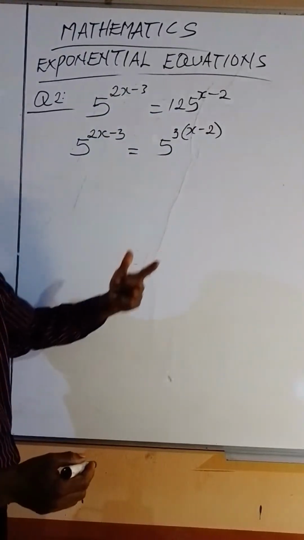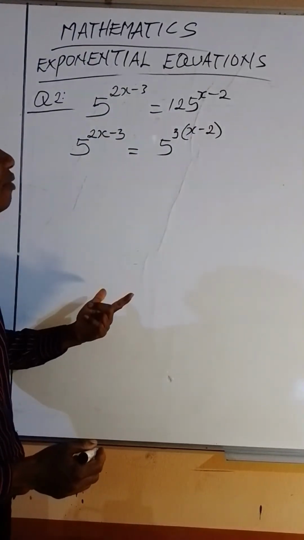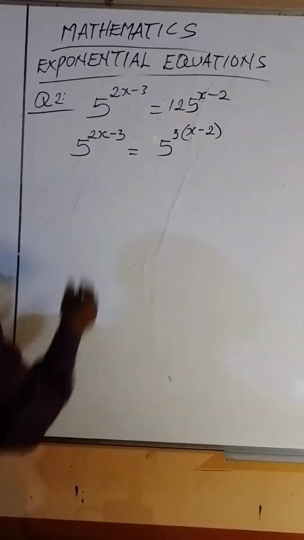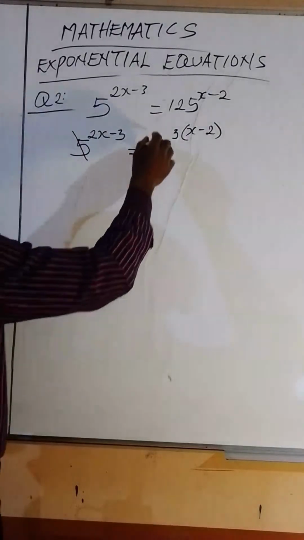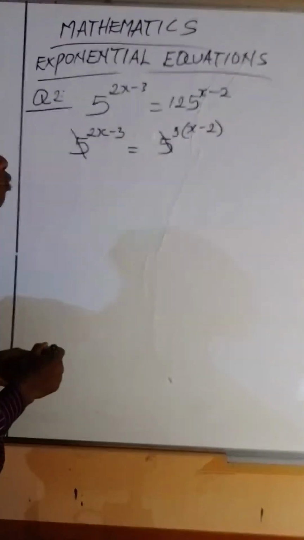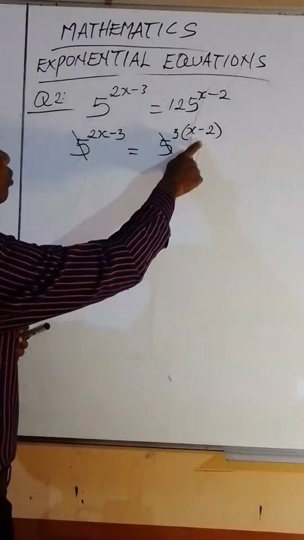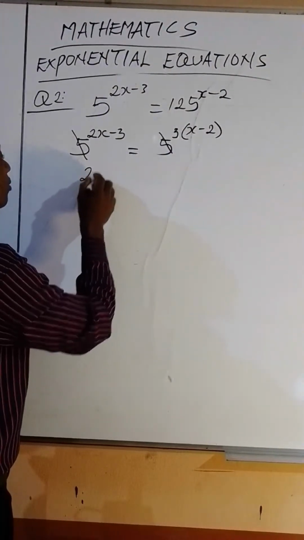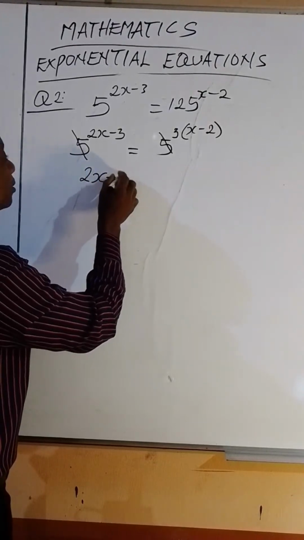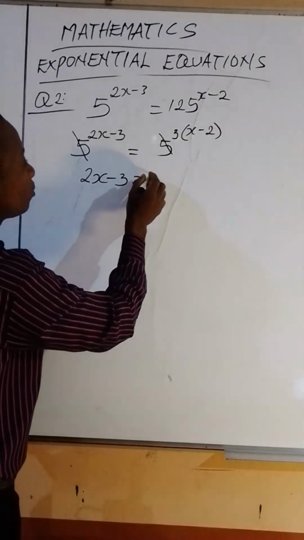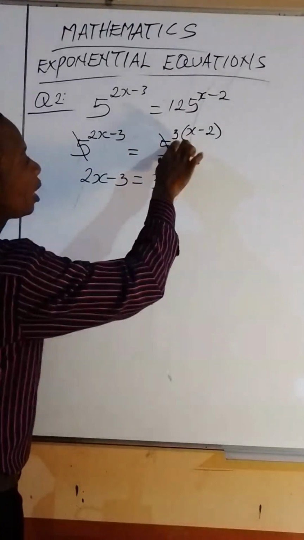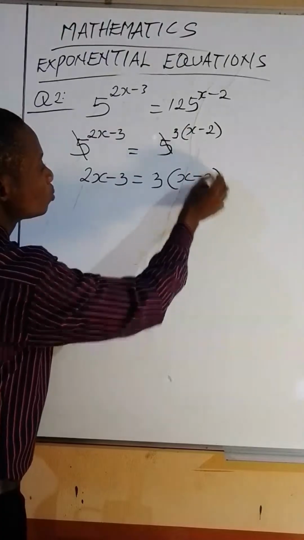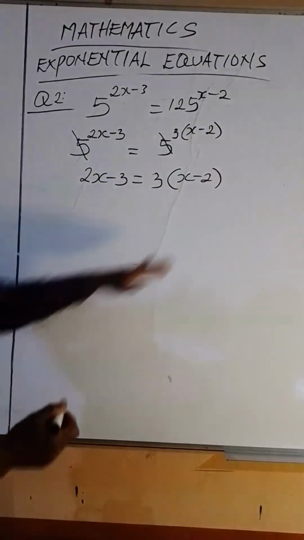Because 5 times 5 is 25. Then 25 times 5 is 125. All right, so that's what we have gotten. Then we can let this one go since they are equal. Then equate the exponents. If we equate the exponents, we are going to have 2x minus 3 equals 3, open bracket, x minus 2. This is what we are going to have.